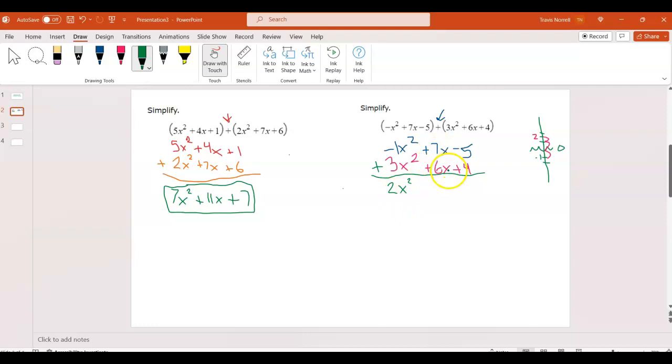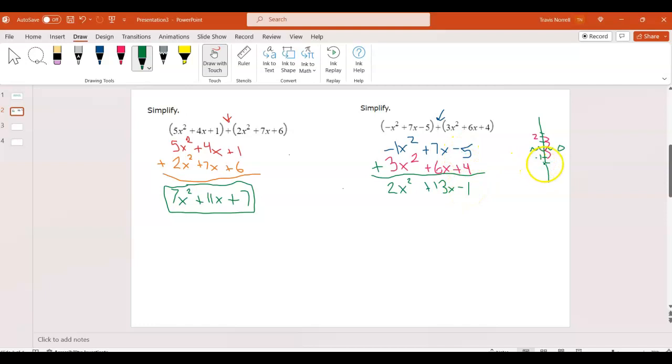Now I have positive 7x and positive 6x. So 6 plus 6 is 12, so plus 1 more 7 would make that positive 13x. Now, apply those integer rules, negative 5 and positive 4. If my signs are different, I'm going to subtract the numbers and take the sign of the bigger number. What'd you get? 5 minus 4 is 1. The bigger number is negative. So that would be negative 1.